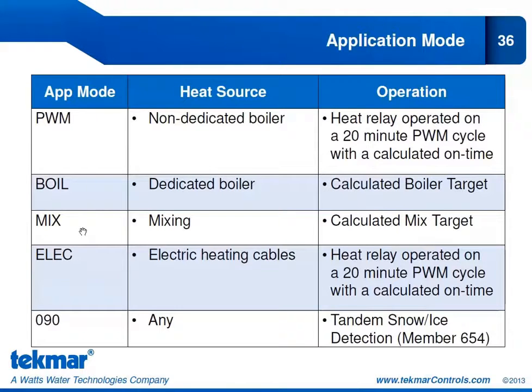Mix if the 654 is operating a mixing device. Boil if the 654 is operating a dedicated boiler. And PWM is if we have a non-dedicated boiler. So this can be for multi-zone systems. And in this case, again, the heat relay is going to be operating on a 20-minute PWM cycle with a calculated on time that depends on the slab target and the slab temperature.